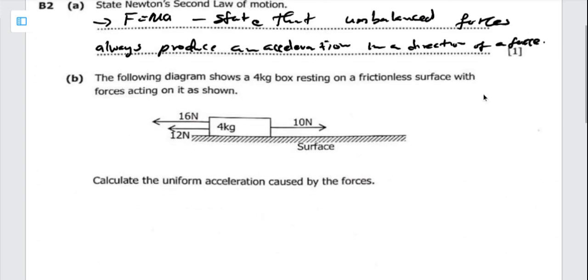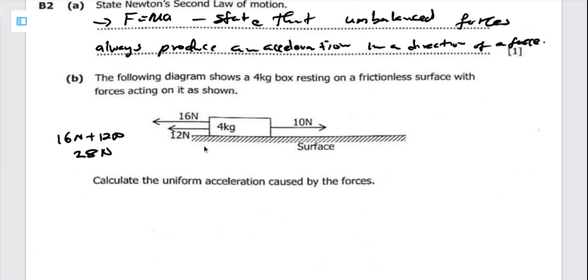Question B. The following diagram shows a 4 kg box resting on a frictionless surface with the forces acting on it as shown. What you need to understand is that force is a vector quantity, so it can be added or subtracted depending on the direction. It has both magnitude and direction. These forces are pointing on the left hand side, so we have to add them. Vectors which are pointing in the same direction, you have to add them. So we are adding 16 newtons plus 12 newtons, and then we get 28 newtons.